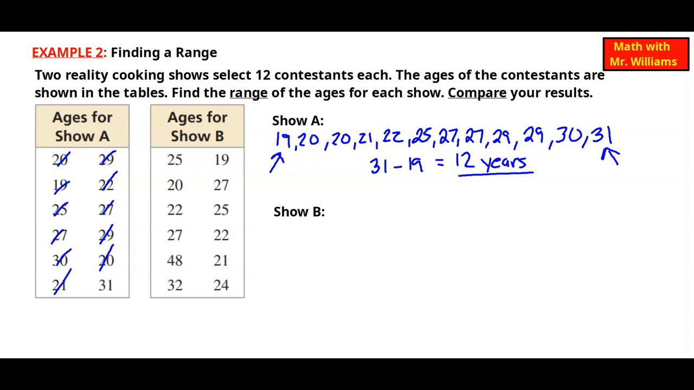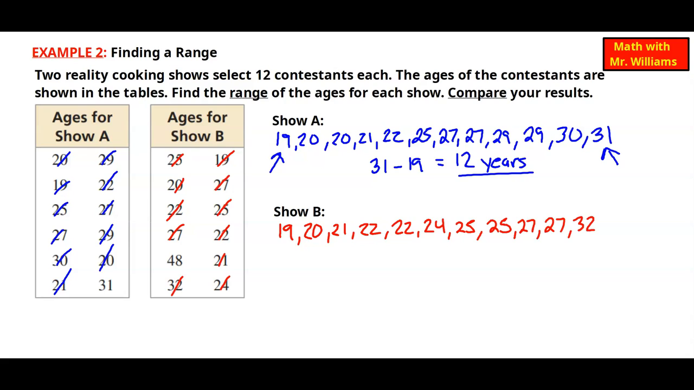The least value for show B is 19, then 20, 21, 22, another 22, 24, 25, another 25, 27, another 27, 32, and lastly 48. So the greatest value is 48 and the least value is 19. Let's subtract those two. So we have 48 minus 19, and that gives us 29 years for the spread for show B.